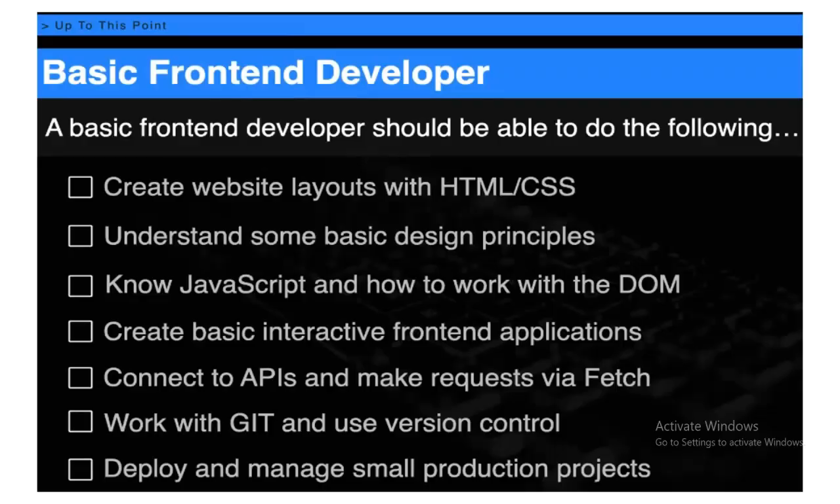The basic front-end developer should be able to do the following: create website layouts with HTML and CSS, understand some basic design principles, know JavaScript and how to work with the DOM. Create basic interactive front-end applications, connect to APIs, and make requests via fetch. Work with Git and use version control. Deploy and manage small production projects.